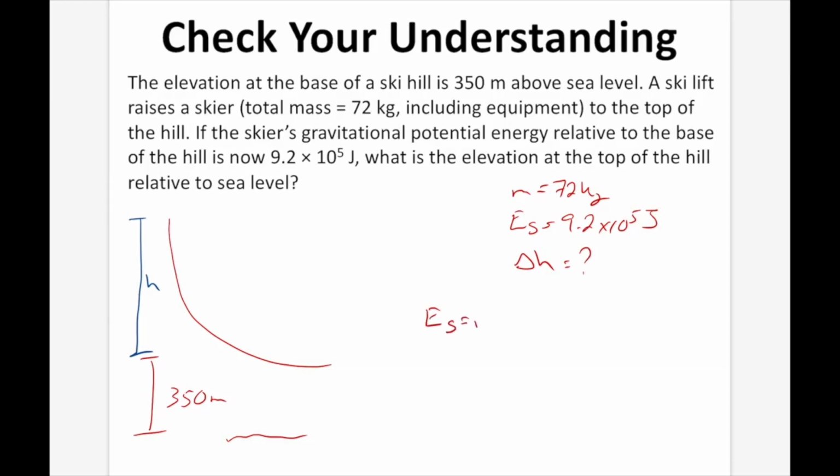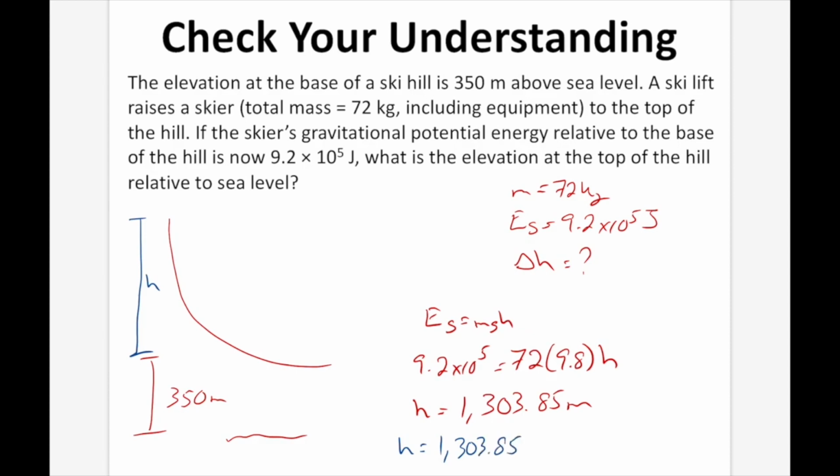So Eg equals mgh. Eg we're told is 9.2 times 10 to the 5 equals 72 times 9.8 times height. When we rearrange and solve for h, we get 1,303.85 meters. So our total height is then going to be 1,303.85 plus 350, which equals 1,653.85 meters, and we need 2 sig digs in our answer, so our final answer is going to be 1.7 times 10 to the 3 meters.